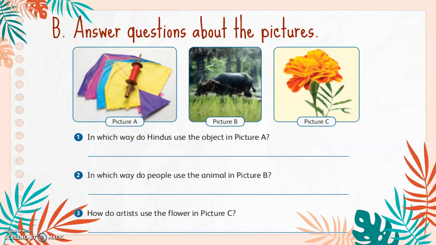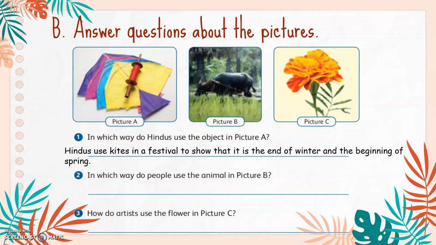Okay, next. Now in part B, I want you to answer the question about the picture. I have 3 pictures. Picture A is about a kite, B is about a buffalo, and C is about marigold flowers. Number 1, in which way do Hindus use the object in picture A? What is the festival called?